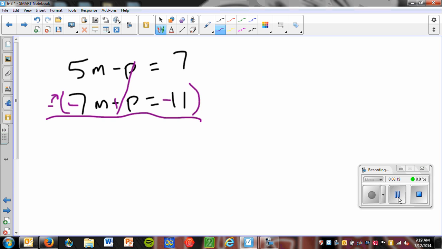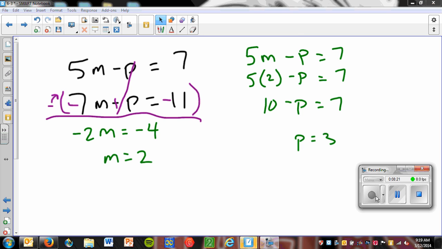So let me work the rest of this out for you. Alright, so once we're ready to add, 5 minus 7 gives me negative 2, so negative 2m. The p is gone for now. And then 7 minus 11 gives me negative 4. Solve for m, and I get negative 2 here.